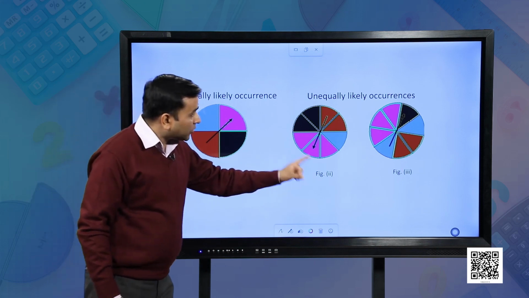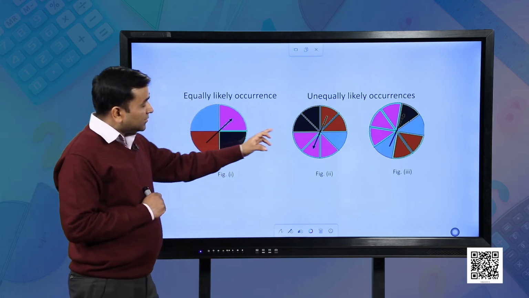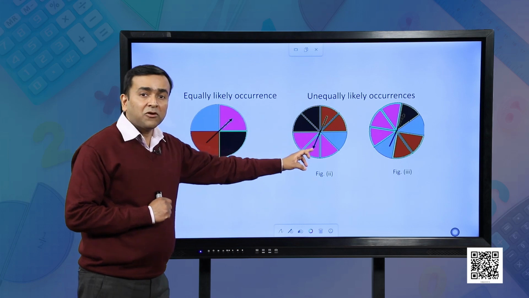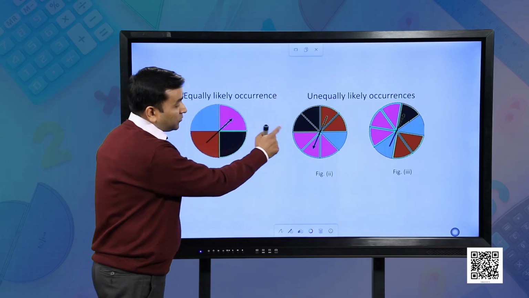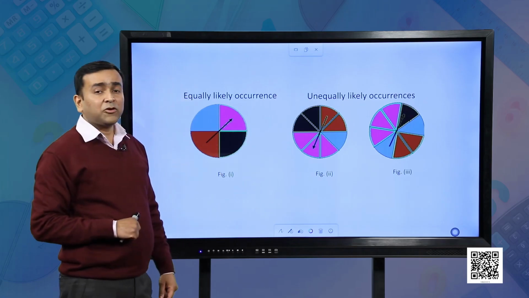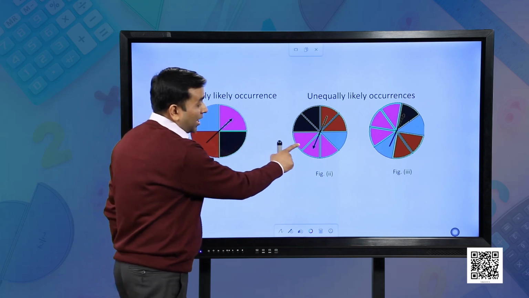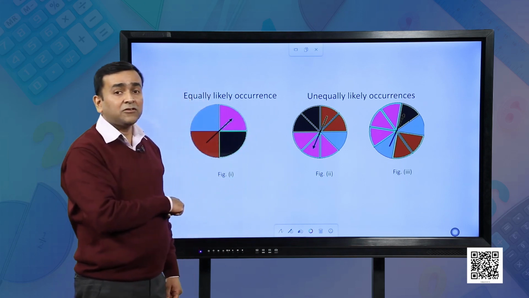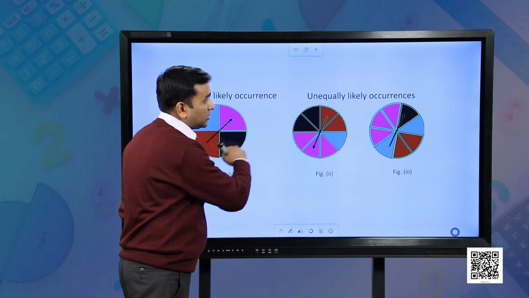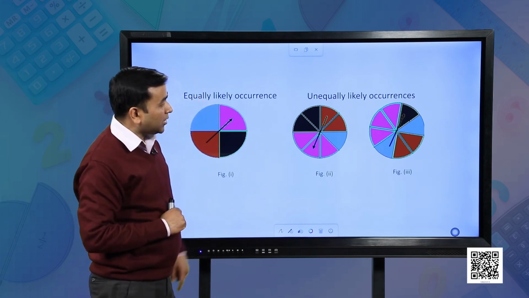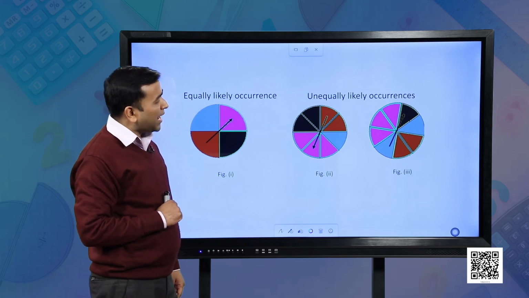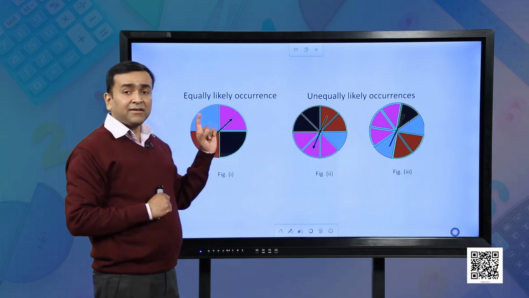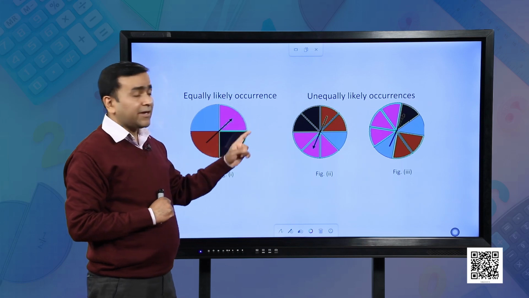In figure 2 and 3, see, we have a greater portion of purple color and a very less portion of blue color, right? So, if we spin the arrow, then this has a greater chance of stopping at purple color and a very less chance of stopping at blue portion. Similarly, in figure 3, the arrow has a very less chance of stopping at black color. So, this is an example of unequally likely occurrences.